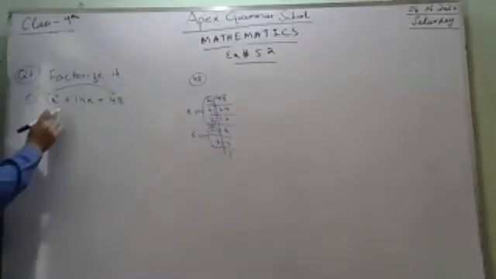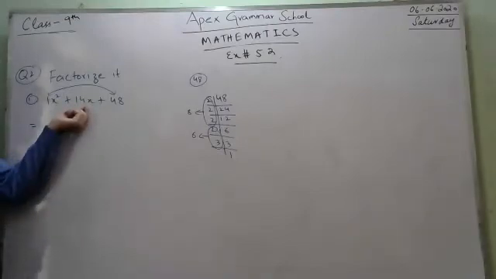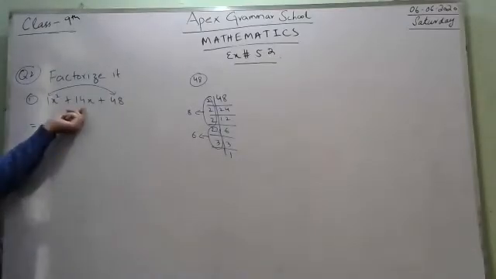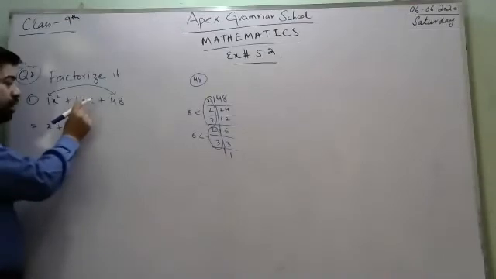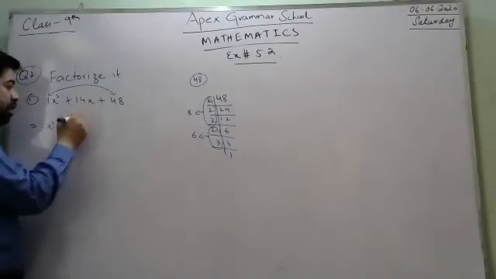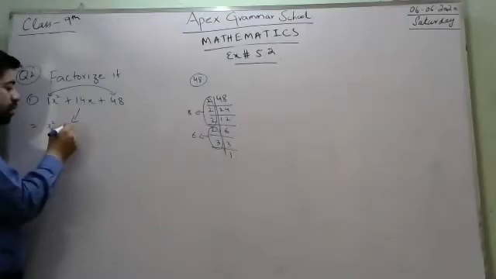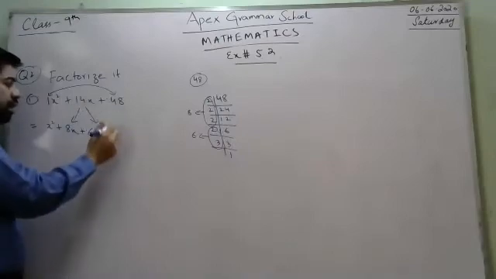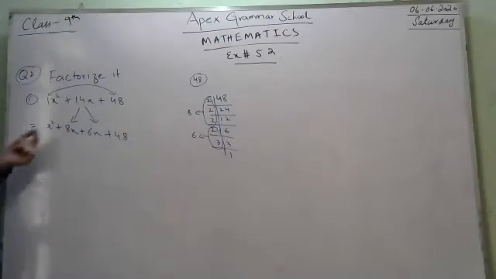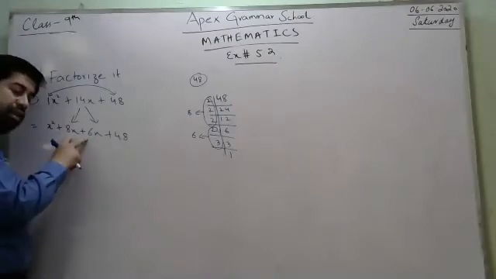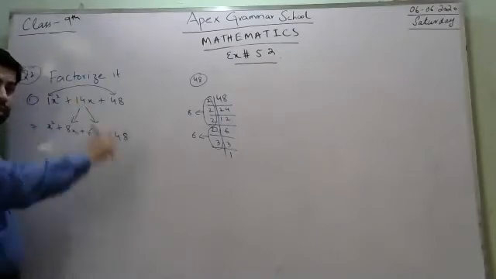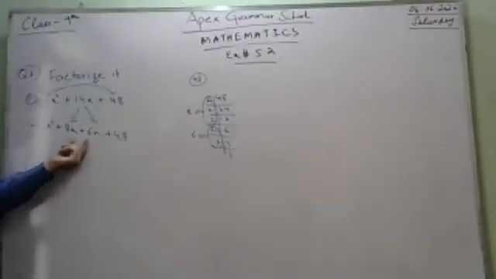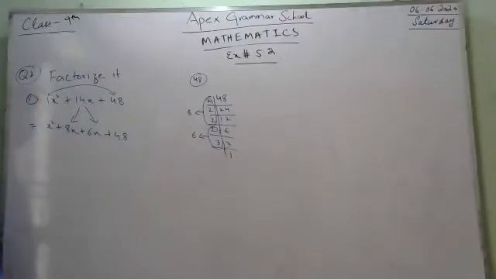So you can break this term. This is x squared plus 14x. You have to break this middle term 14, 8 plus 6, so you can write this 14x as 8x plus 6x, and after that plus 48. This is basically middle term breaking. Both numbers' multiplication answer is 48, 6 8s are 48 or 8 6s are 48, and the addition answer 8 plus 6 is 14.